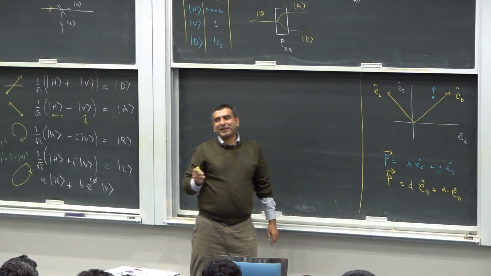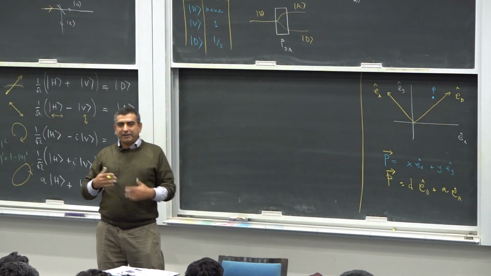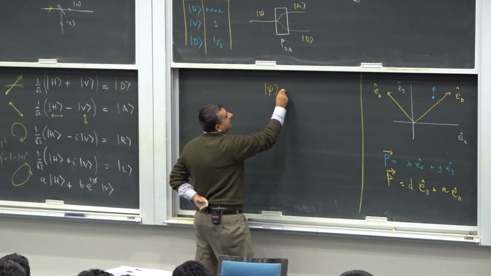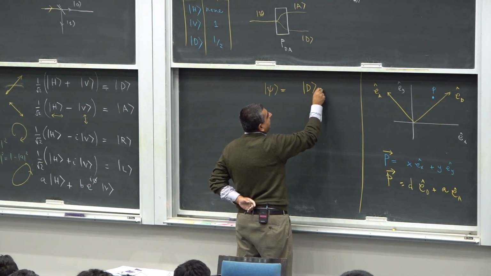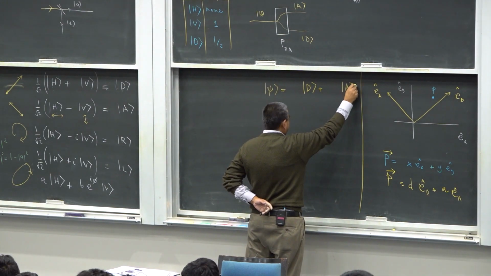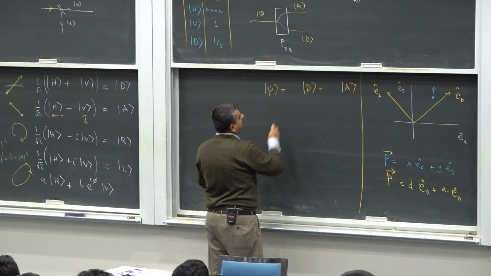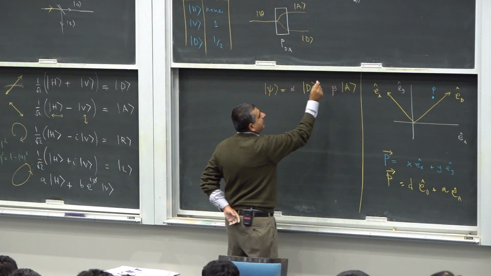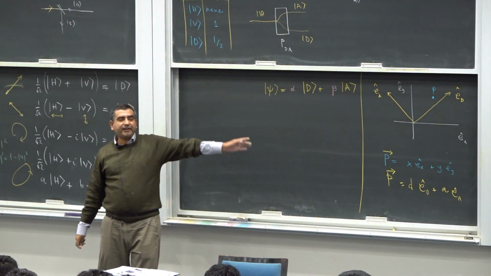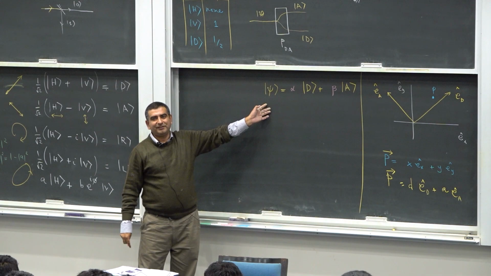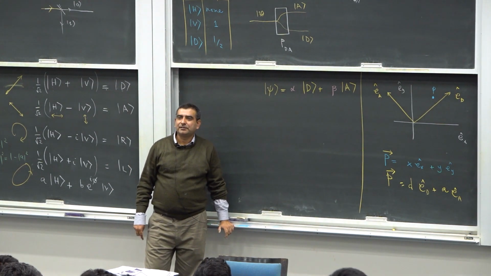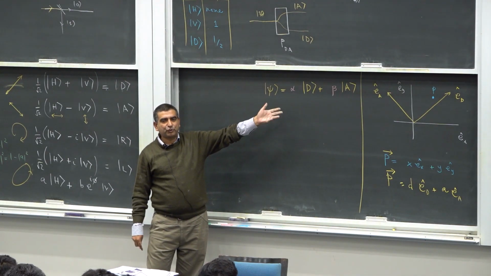So there's nothing special about ket H and ket V. Can I write, for example, psi as a superposition of ket D and ket A with some coefficients, let's call them alpha and beta? Alpha and beta are complex numbers. Can I write any quantum state in terms of ket D and ket A? Yes, I can do that. I think this would be one homework problem for you.